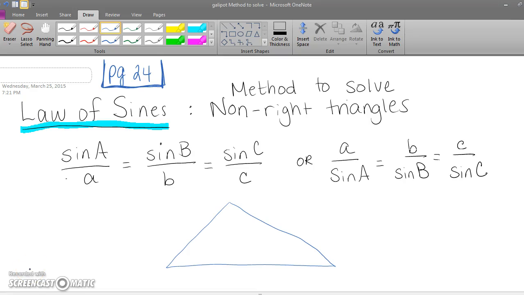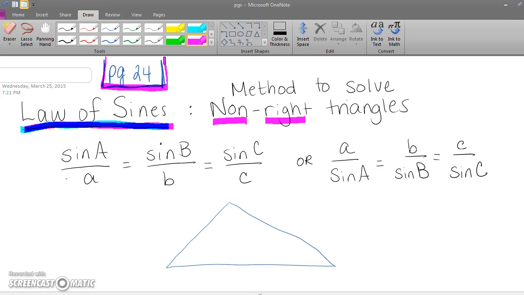In this video, you're going to look at what's called law of sines. This is a method to solve non-right triangles. The methods that you've learned, sine, cosine, tangent, secant, cosecant, cotangent, work for right triangles. This method is for when your triangle does not have a right angle in it. These notes should go in your notebook on page 24.